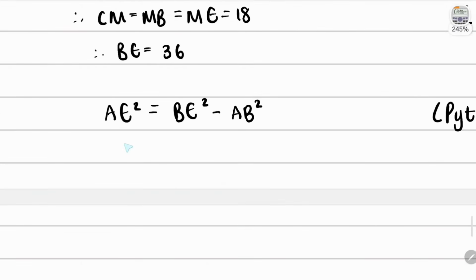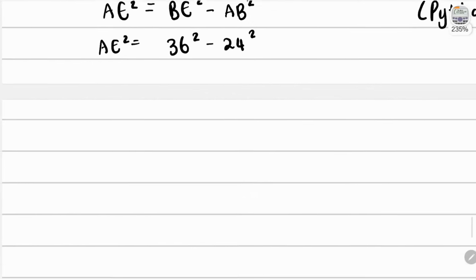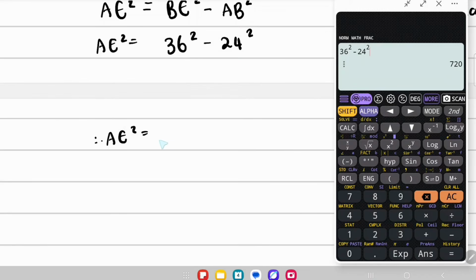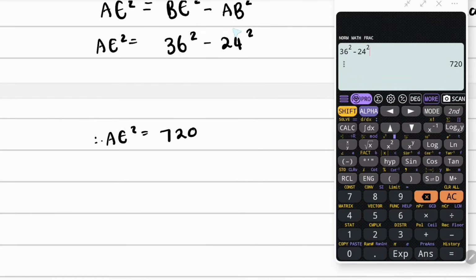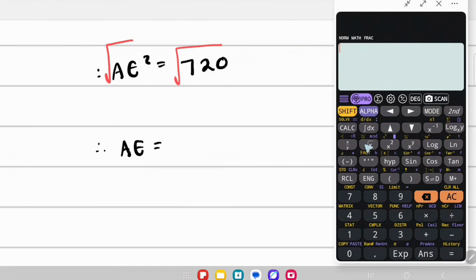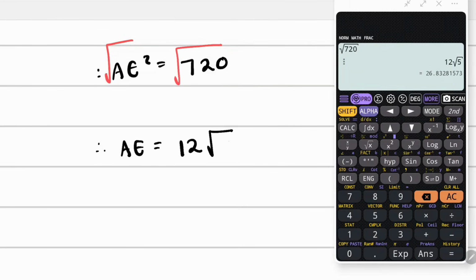And now we're just going to substitute our values. So AE squared is therefore equal to BE, which is 36 squared, minus AB, which was 24, so 24 squared. And let's go ahead and find out what exactly that is quickly on the calculator. And that is 720. And then we can find the square root of both hand sides. We don't have to consider any negative solutions since we are working with lengths, and lengths are always positive. So the square root of 720 is finally equal to 12 root 5.